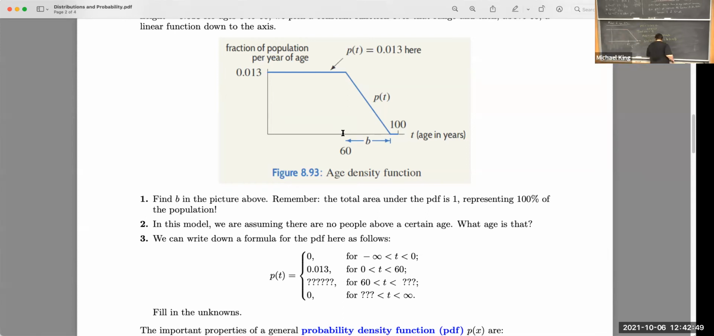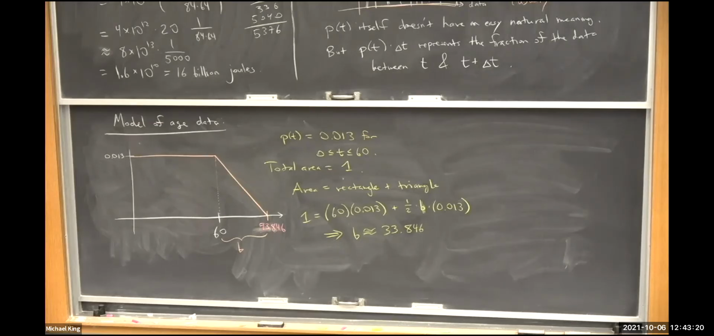Okay. So 93.846 is where we get down to 0, and we're just assuming there's nobody older than that. That's just a rough model, right? Clearly it's not correct, but notice the third one I wrote, you can actually write down P of T completely explicitly if you want to. Sometimes it's good to do that.